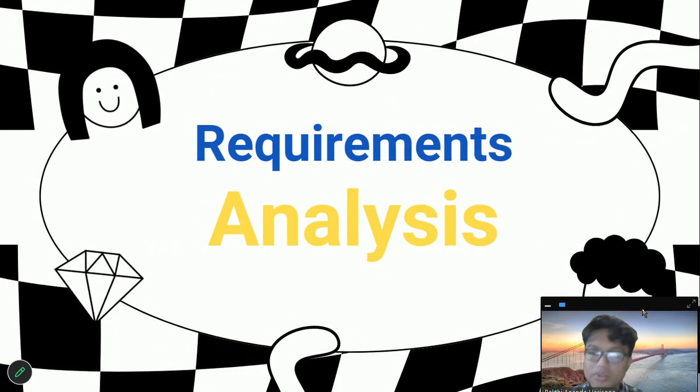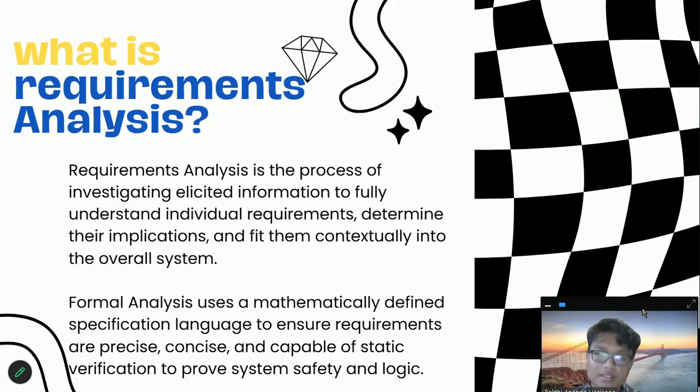Next, we will talk about requirements analysis. So, first, what is requirements analysis? Requirements analysis is the process of investigating elicited information to fully understand individual requirements, determine their implications, and fit them contextually into the overall system. Formal analysis uses a mathematically defined specification language to ensure requirements are precise, concise, and capable of static verification to prove system safety and logic.